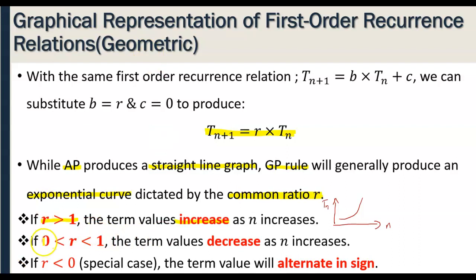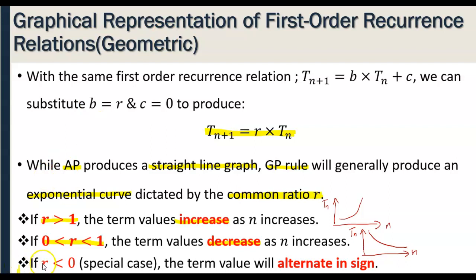Now, what about the other scenario? What if the R value, the common ratio, is in between 0 and 1? That means your term value will decrease as the N value increases. So how would the graph look like? It means as the N increases, your term value decreases. So this is exponential decay, right?